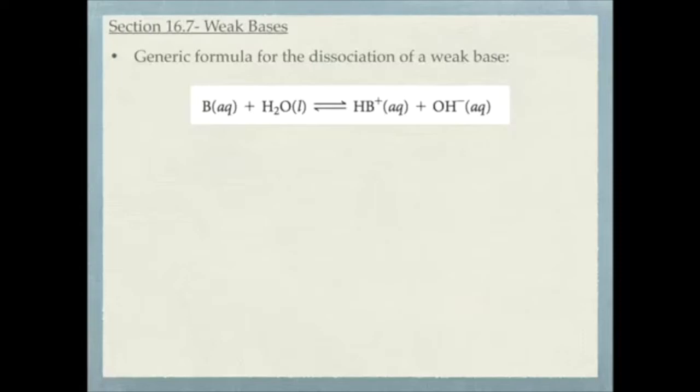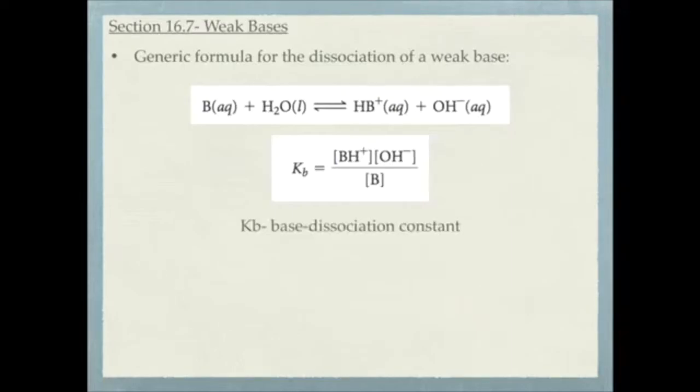Now, again, just like with weak acids, we can write the equilibrium expression. In this case, it's going to be your HB plus, so your conjugate acid, times the concentration of hydroxide, all over the concentration of your base. Remember again that water, since it's a pure substance, we don't include in the equilibrium expression. And your Kb is now your base dissociation constant rather than your acid dissociation constant.